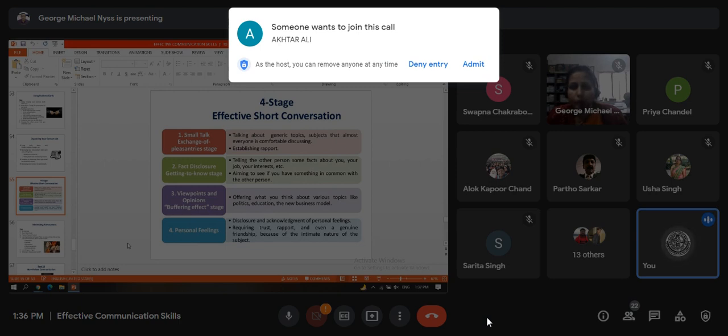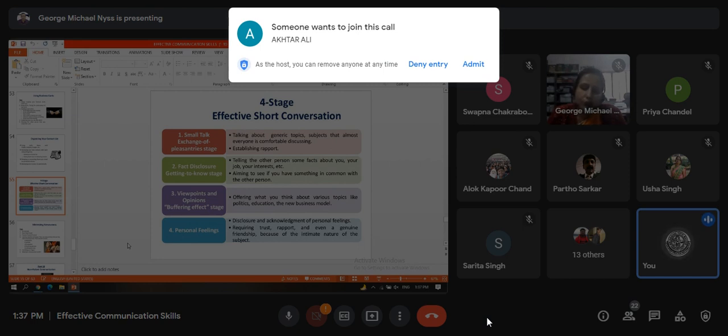Now come to the next point: viewpoints and opinions, the buffering effect stage. In an effective short conversation, you can offer what you think about various topics, like politics, education, and new business models, which people generally talk about.